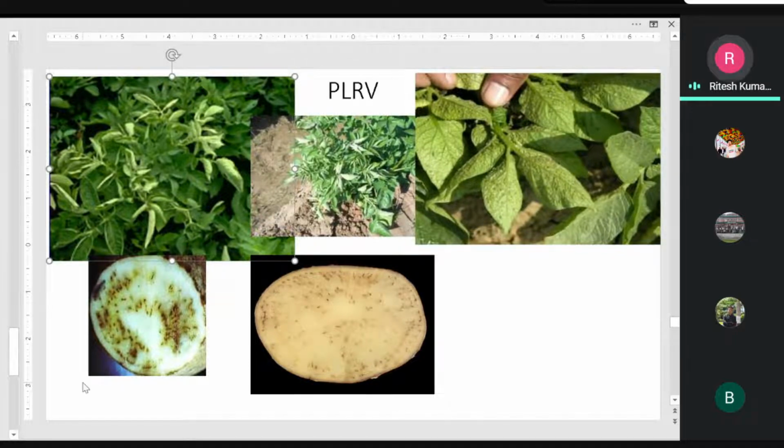So in case of PLRV, leaf rolling is the most diagnostic symptom. Rolled leaves are leathery, stiff, and very brittle. So of course, here also there are many strains. And some strains they cause.